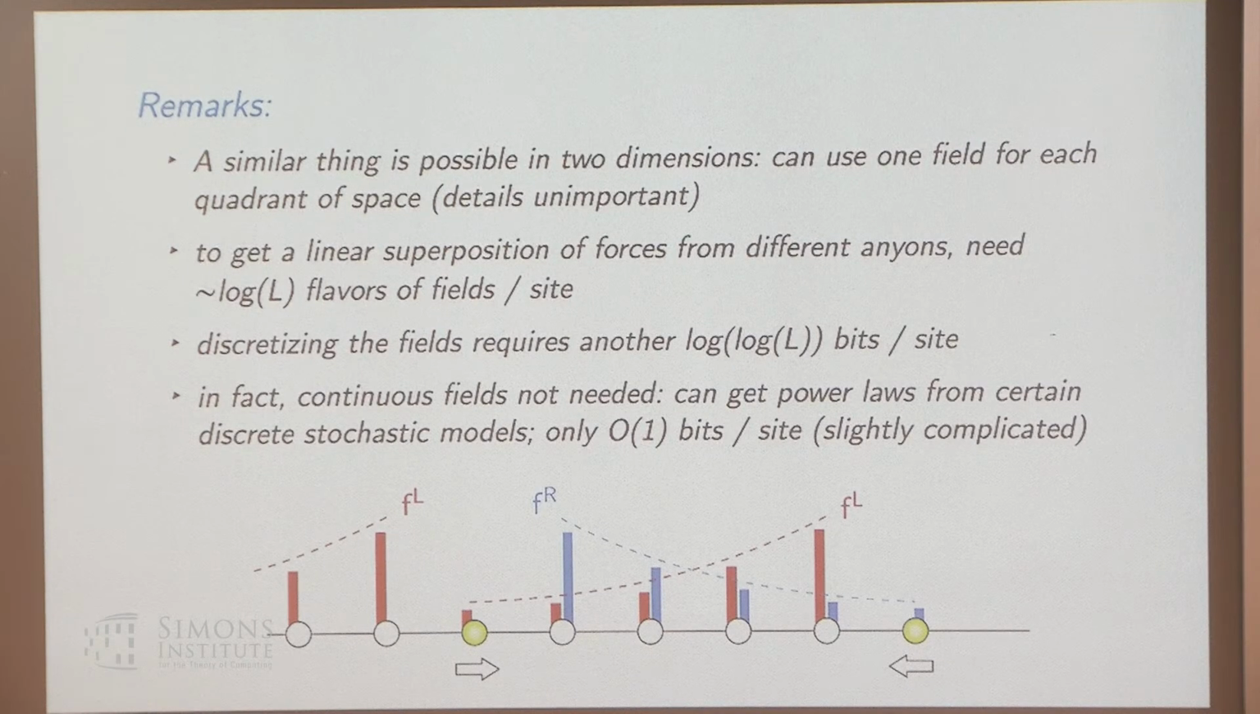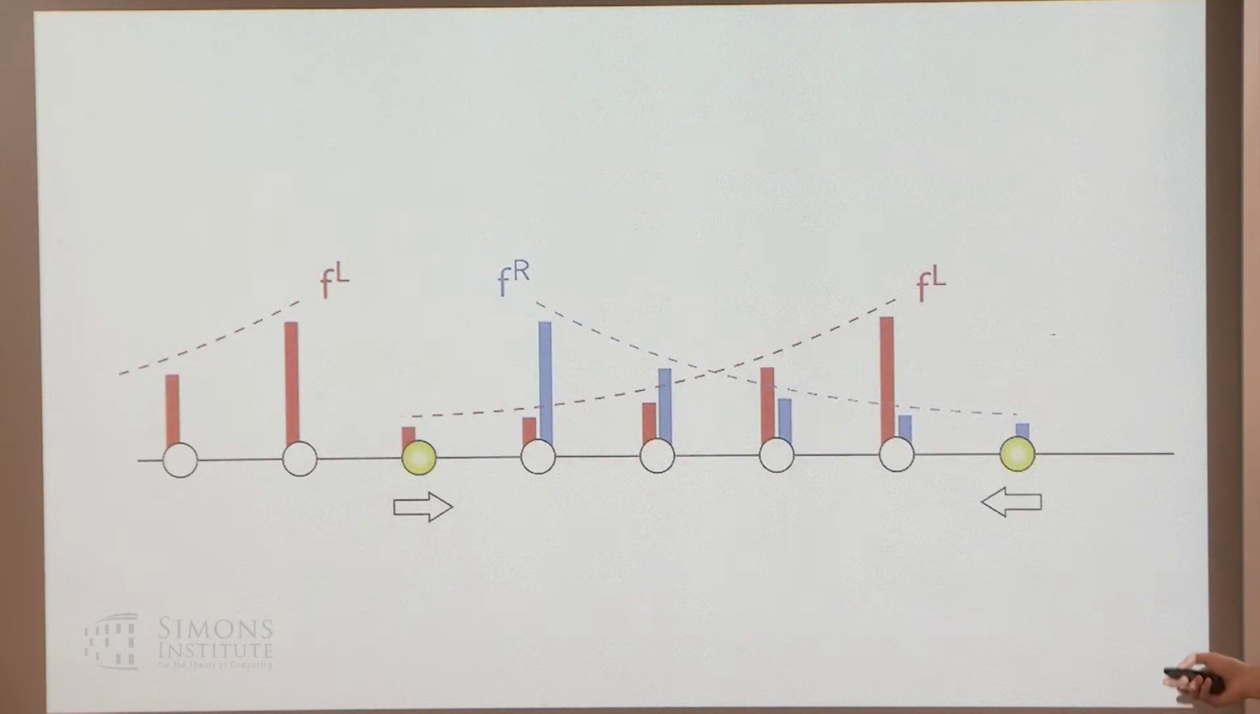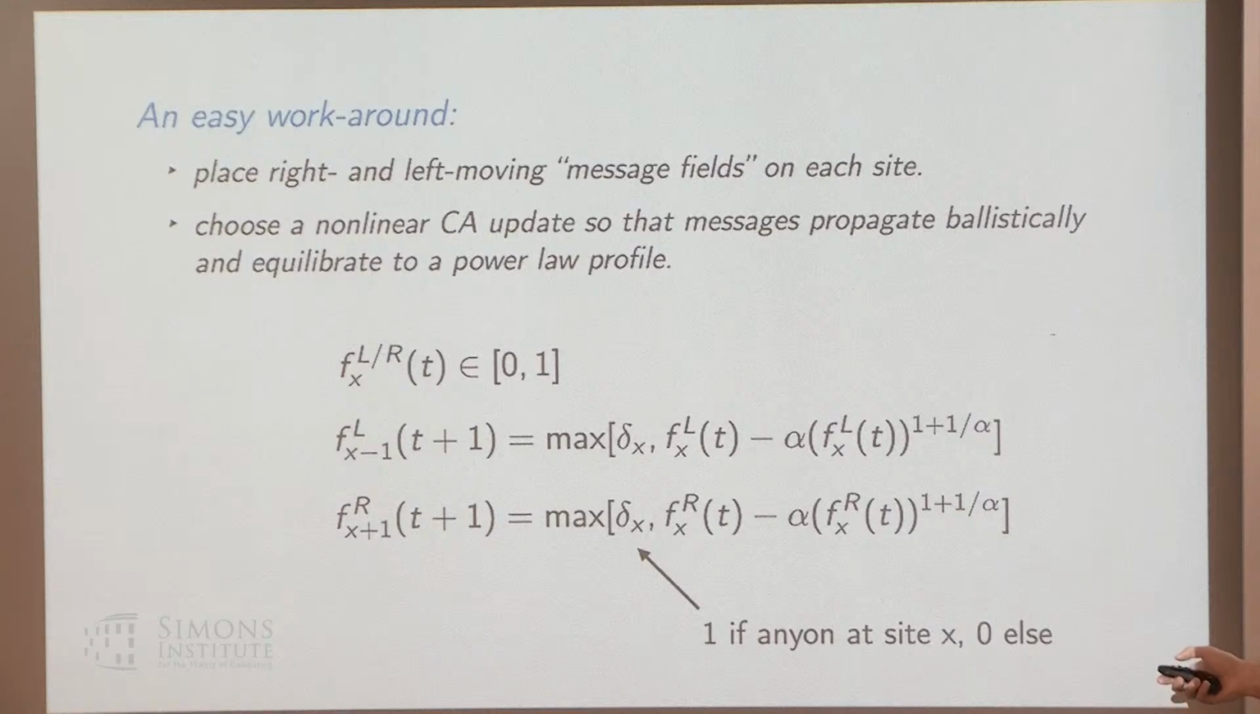Sorry, I missed something. What was the point of the two flavors? How are they being processed by the anion? The left and the right thing? Is it treating them separately?